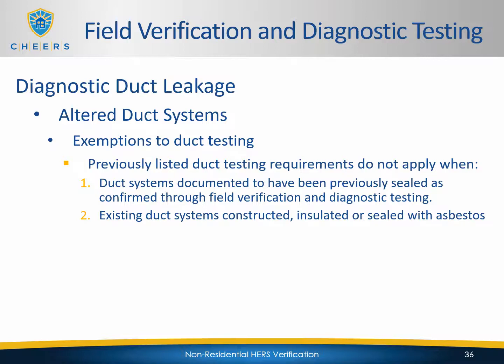So now we do have a couple of exemptions, just like we did on the residential side. An exemption to duct testing on an altered system is if the previously installed duct system has been documented to have been previously sealed and confirmed through field verification diagnostic testing. Well, how do we know that? What does this documented mean? It means that you're going to have an NRCV MEC 04, the form that comes out of the registry. It means a HERS rater has been out there previously, they tested it, and it has been shown as sealed and passing. The second one there is if that existing duct system is constructed, insulated, or sealed with asbestos. There's just a check mark on the form claiming this exemption, and then you do not need to verify that system.